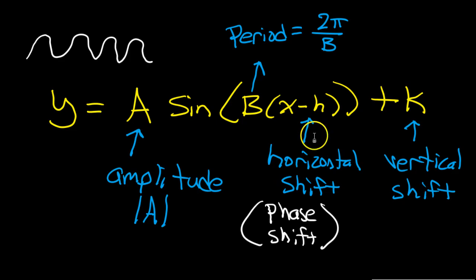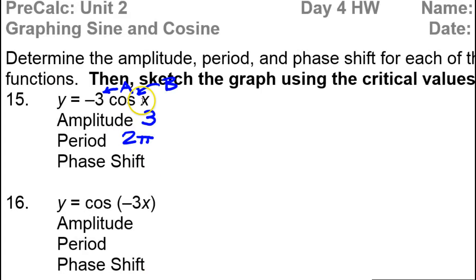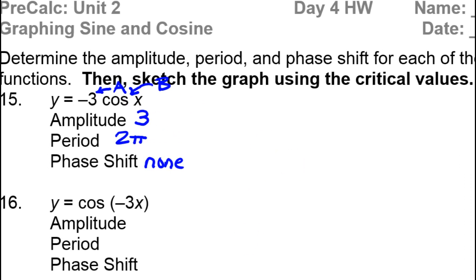Now the phase shift, that happens when you have something added or subtracted from the x right here on the inside of the function. There is nothing added or subtracted from the x. So there is no phase shift for this particular problem, so I'm just going to go ahead and say none. So this should be enough information for us to sketch this graph.